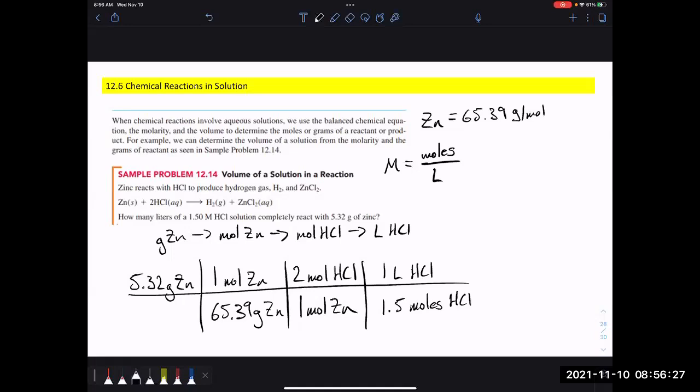All right. So if we have 5.32 times 2, I'm just multiplying across the top. And then I'll divide by everything that's on the bottom. So divide by 65.39, divide by 1.5. And we're going to need 0.108 liters of HCl.